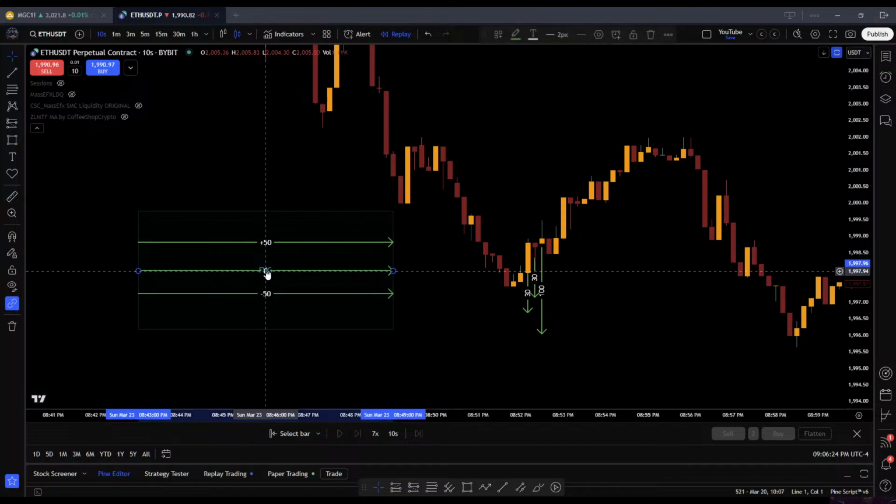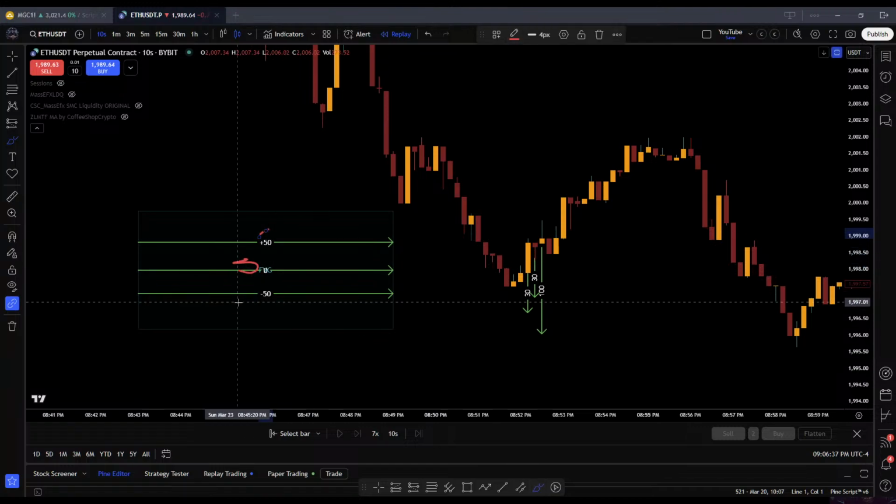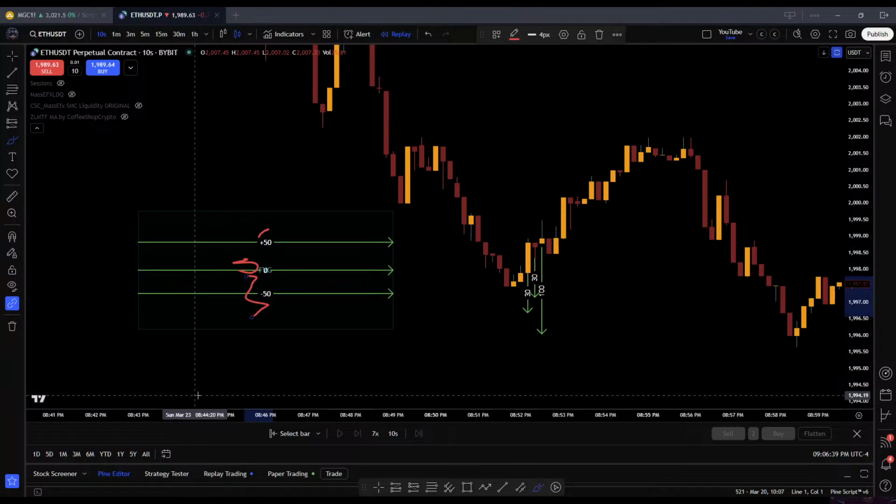So if the delta reading that you're seeing is 0, then that means there is no movement. It's equal between the two. That simply means you have buyers buying and sellers selling. Everything's happening equally, right? That's what that means.